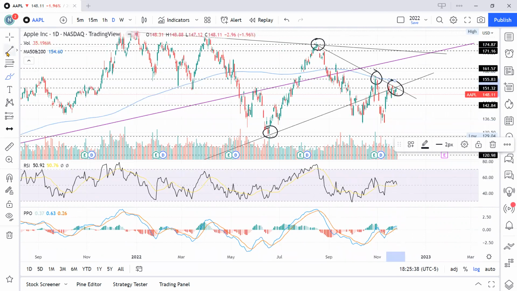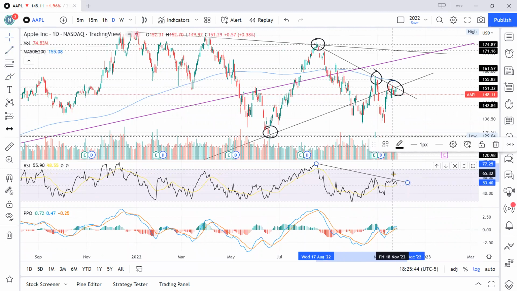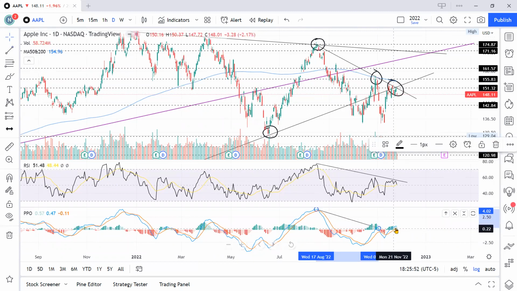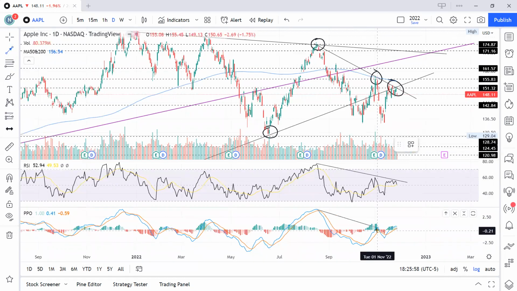And to me, the RSI is just trending. It's kind of following it. There's no divergence, okay? So to me, it's an agreement. PPO is an agreement up to here, and then here there's some bullishness. So there's actually a little bit of bullishness on the PPO down here.